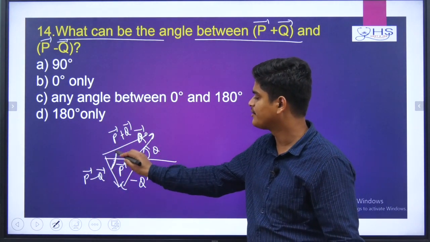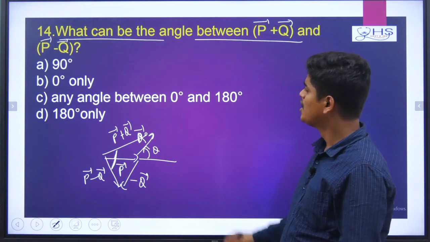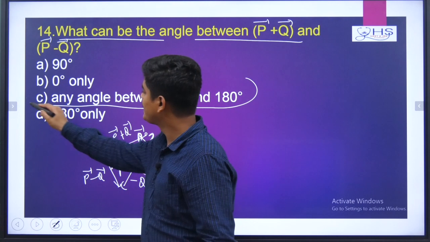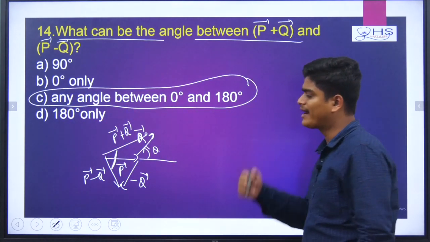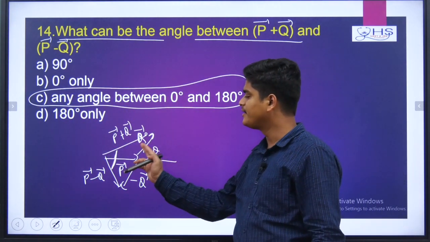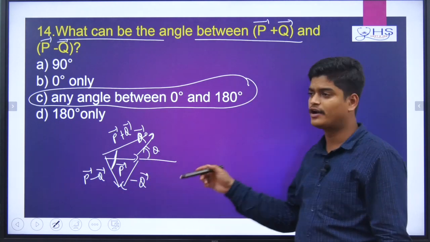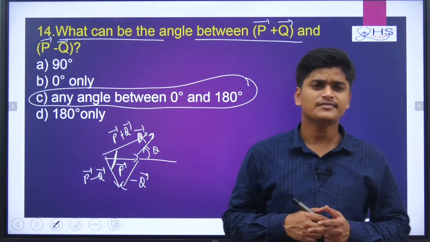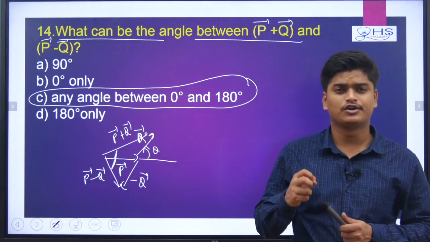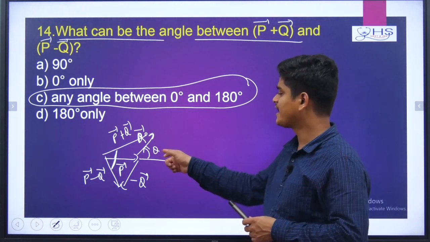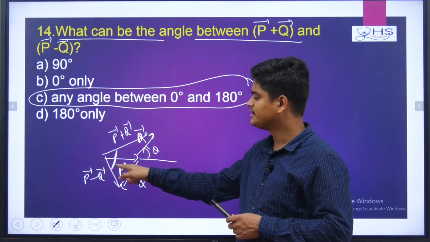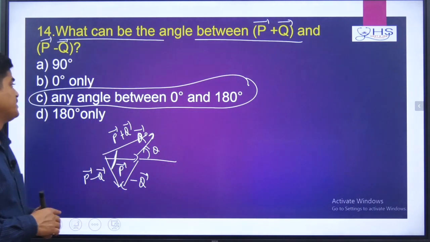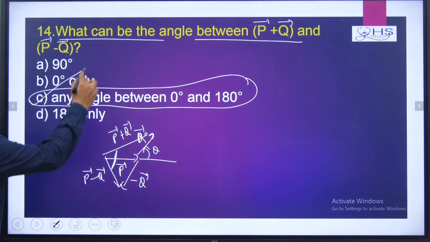Actually this is the angle between P plus Q and P minus Q. So here you cannot tell specifically what degree, so you can say any angle between 0 degrees and 180 degrees. Because this theta can vary between 0 to 180, because the angle between two vectors, as we completed in the first lecture, is between 0 to 180. So that's why this theta can vary 0 to 180, and accordingly this angle also varies between 0 to 180. So this is what the question is asking. So your option will be C.